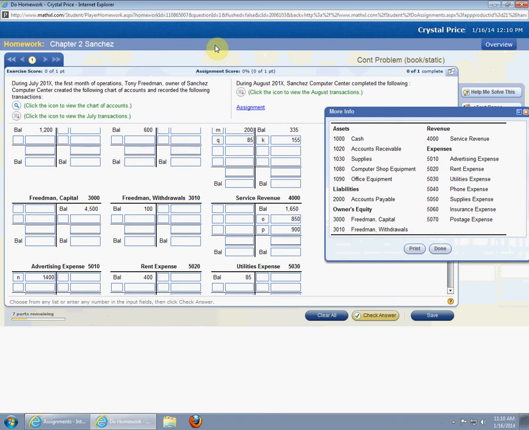So we've got accounts payable, and we have supplies. Supplies, what type of account? An asset. Are you trying to increase the balance or decrease the balance? Increase the balance. What's the rule? Debit. Okay, accounts payable, type of account? Liability. Increasing or decreasing? Increasing. Rule? Credit.